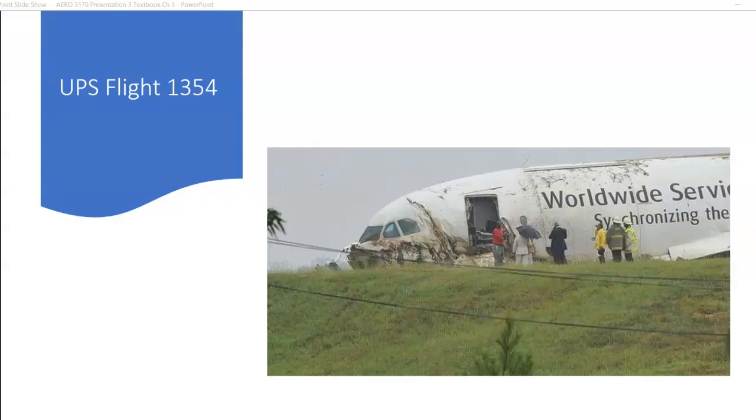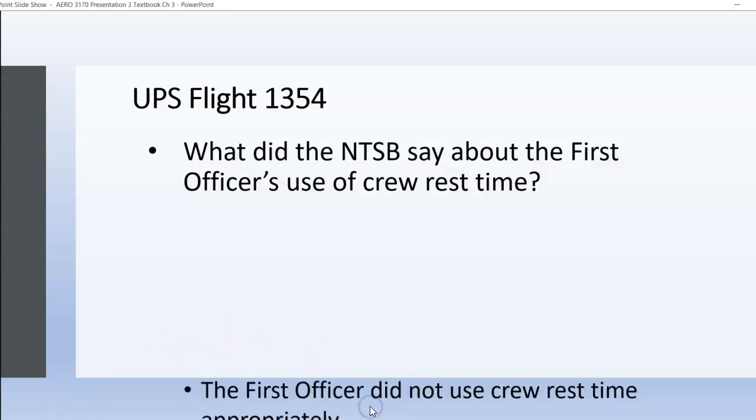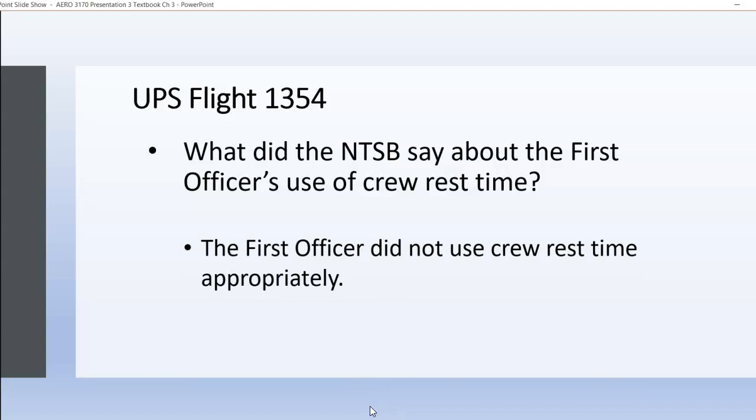The accident that led to the passage of Part 117 was UPS Flight 1354. Both crew members were killed in this accident when the aircraft landed short of the runway. So what did the NTSB say about the first officer's use of crew rest time? Apparently, the first officer didn't use crew rest time appropriately.